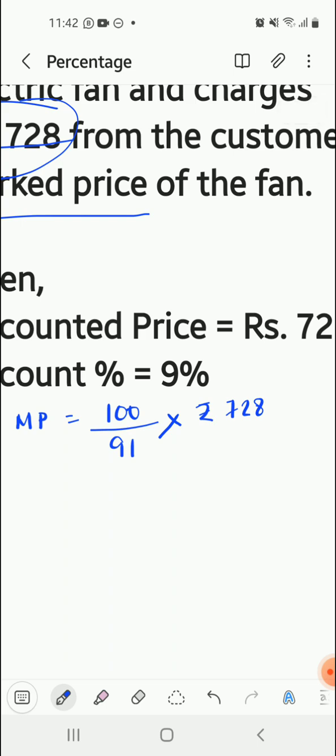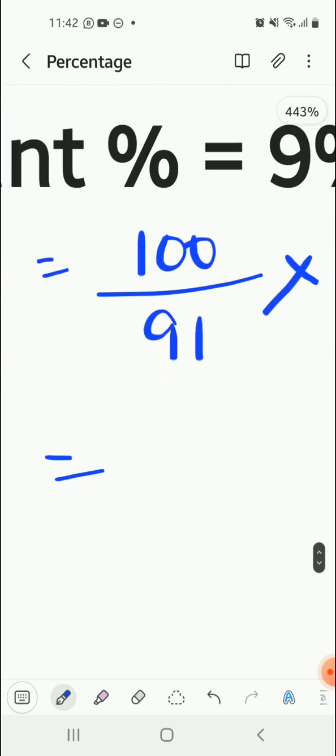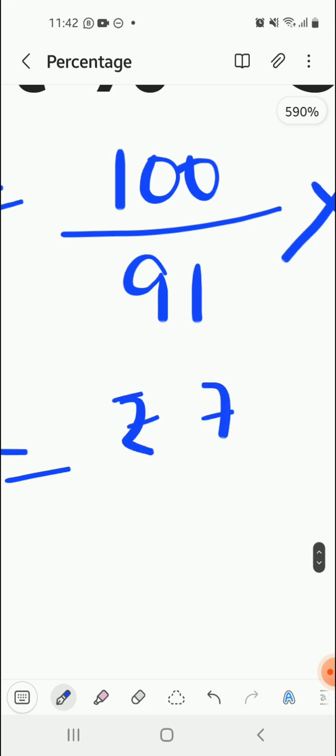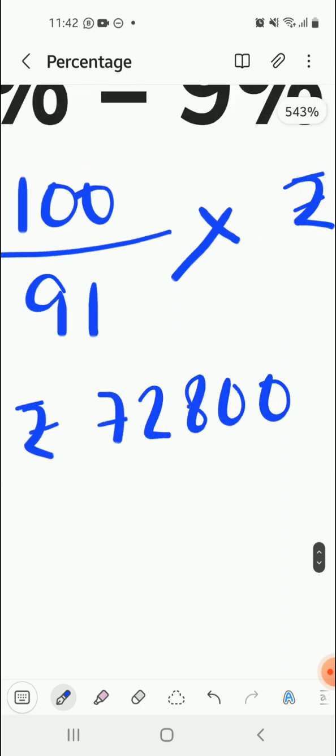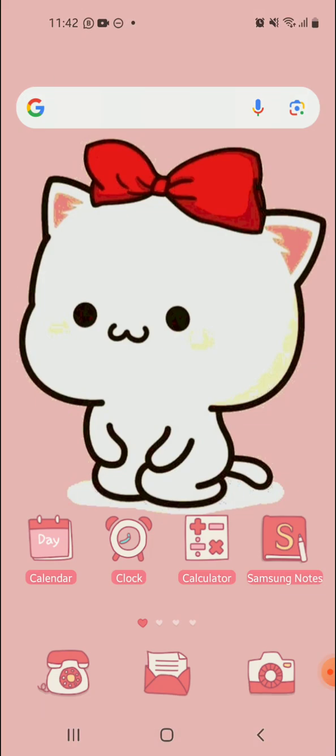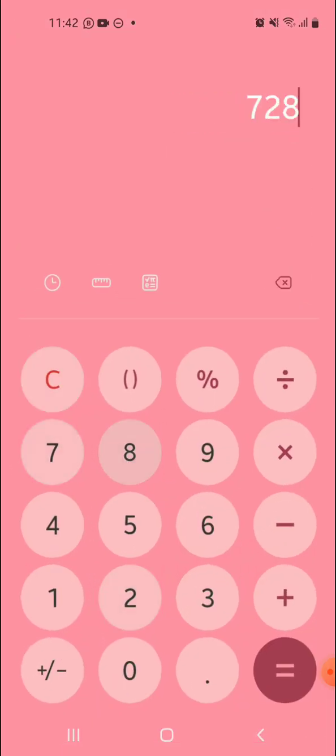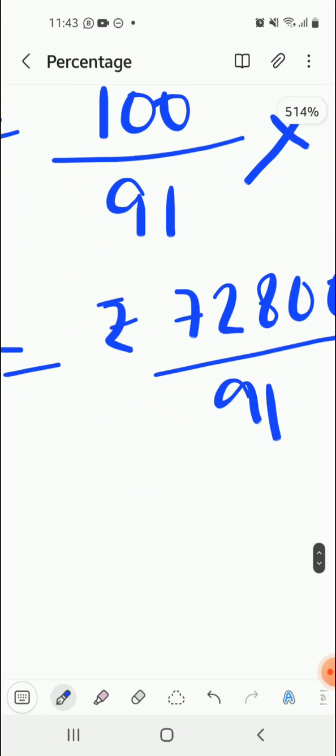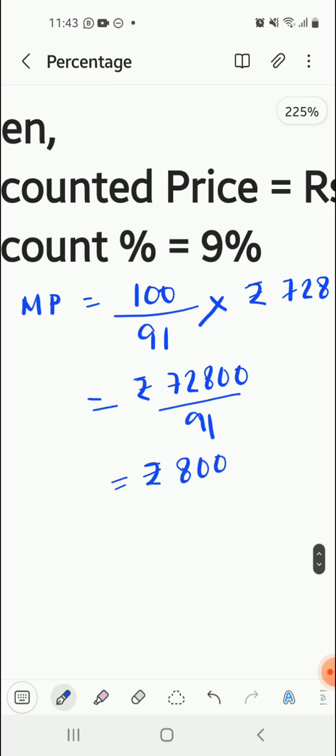So with this kind of calculation, we're going to find out therefore the marked price, that is MP, will be equal to 100 divided by what we actually know is 91%, which is corresponding to rupees 728. Now, over here, we're going to simply calculate 72800 by 91. If we do it, 728 divided by 91, it's coming to rupees 800. The answer will be rupees 800 on simple division.